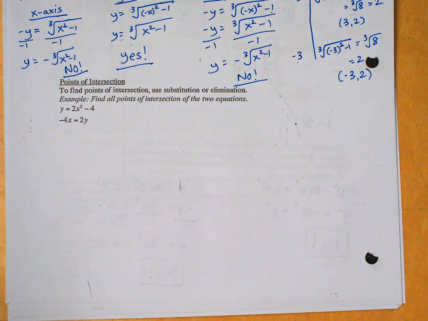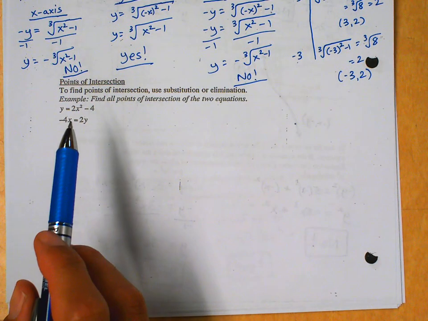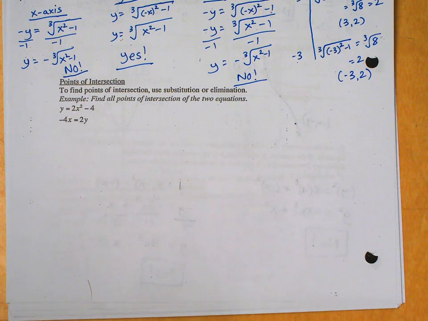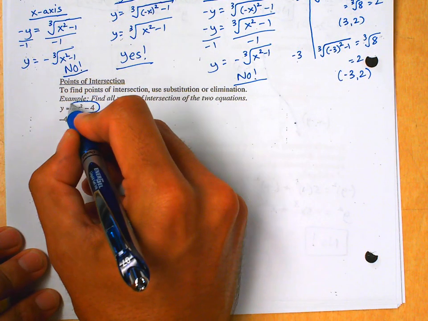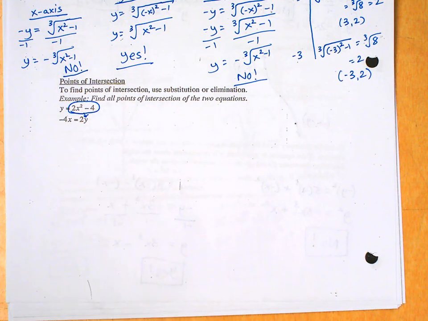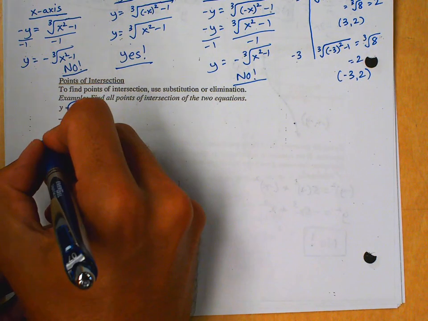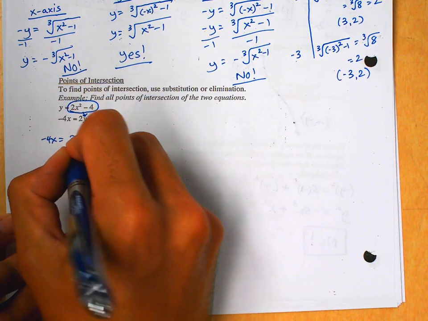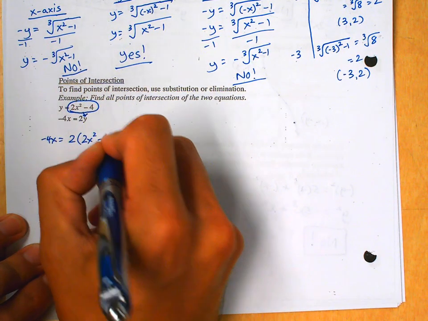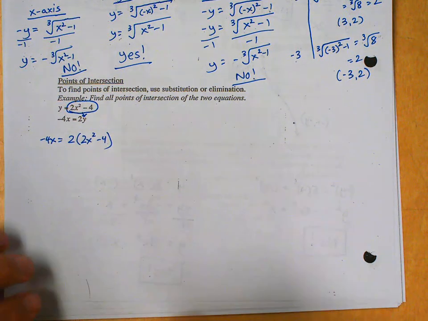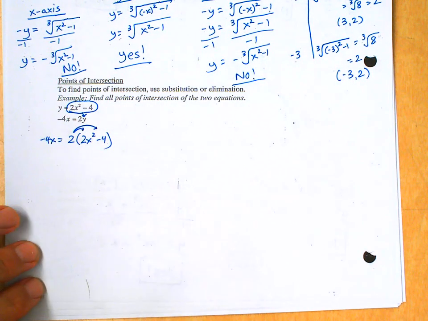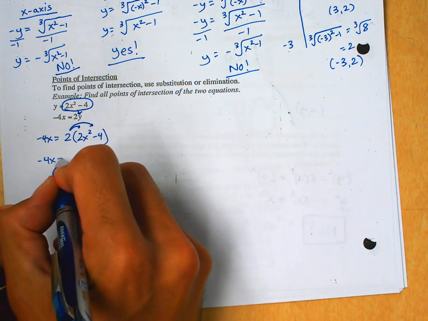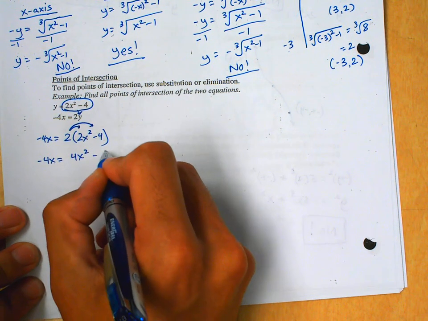All right, last piece. Find the points of intersection. Use substitution or elimination. This one is set up for substitution because I have y by itself already. So I can just take this and substitute into the other equation where y is. So we're going to end up with negative 4x equals 2 times 2x squared minus 4. And then we distribute the 2. So we end up with negative 4x equals 4x squared minus 8.